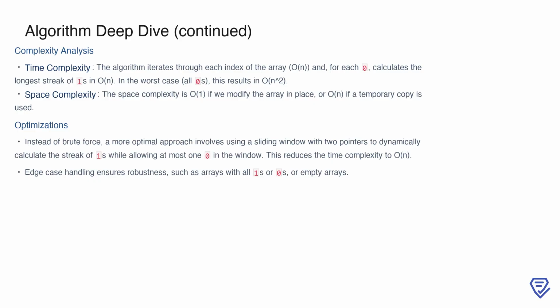The space complexity, on the other hand, is O(1) if we modify the array in place, or O(n) if we choose to use a temporary copy to simulate flips. While the brute force approach is simple, it is not efficient for larger arrays.